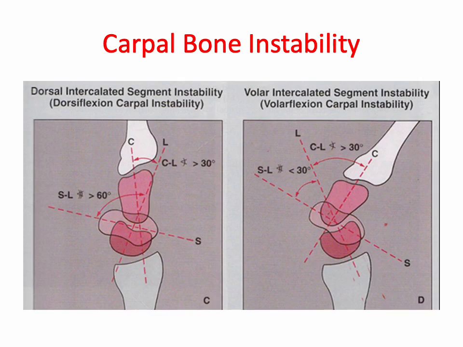So here we can see the dorsal intercalated segment instability, where there's dorsiflexion at the proximal carpal row, or volar, where there's volar flexion at the proximal carpal row.